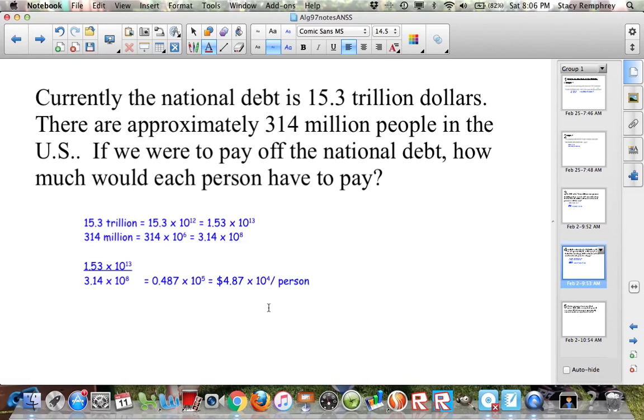So that means that even though this was a while ago, like I said, each person, whether you're a baby or an adult, it doesn't matter, each of you would have to pay about $48,700 just to get even. There's going to be a worksheet that you can work through.